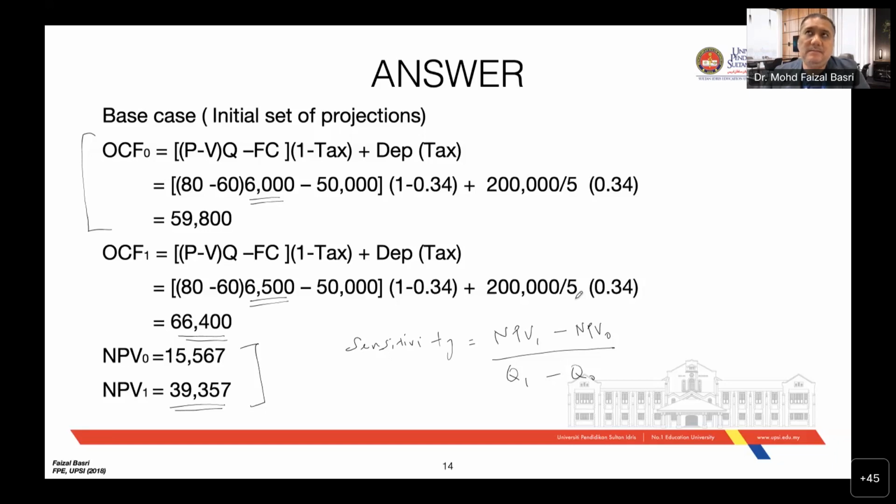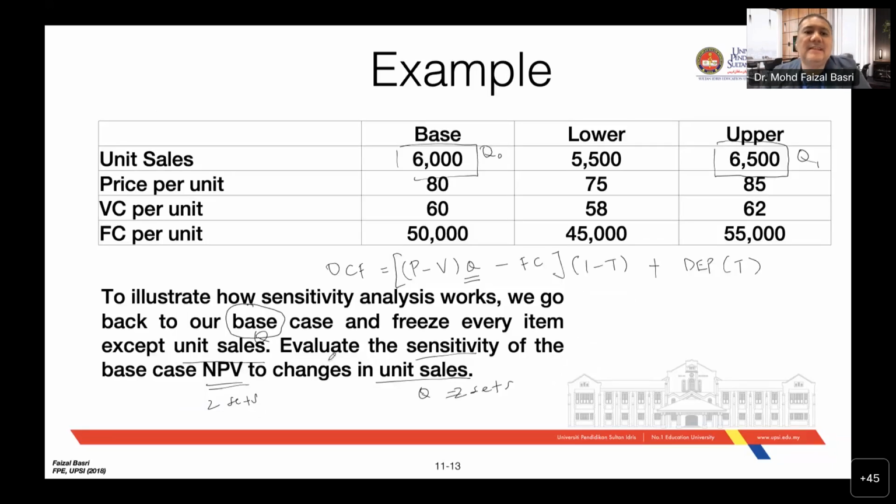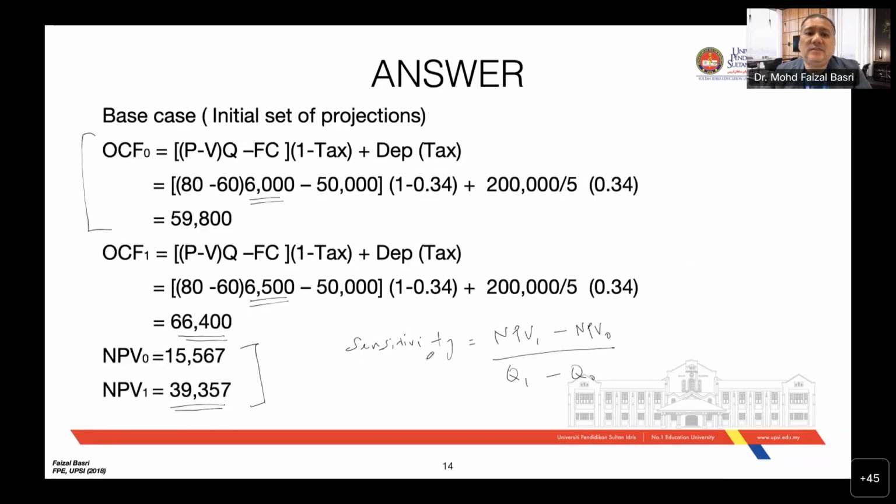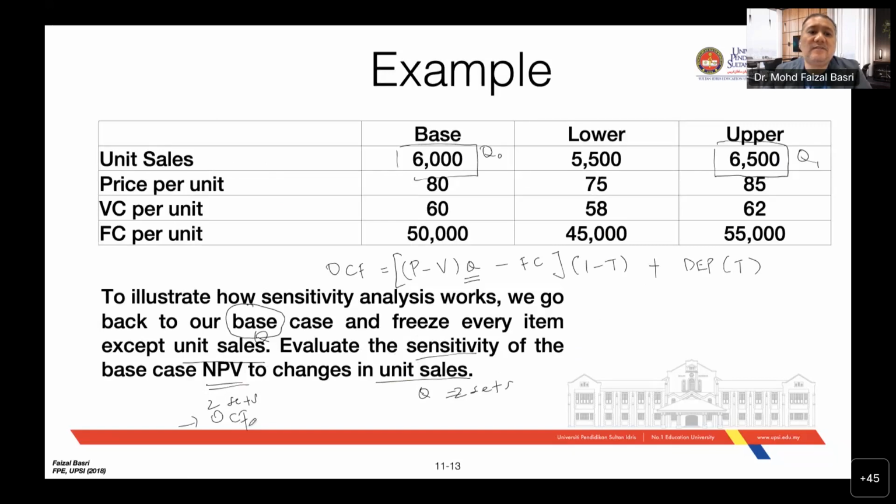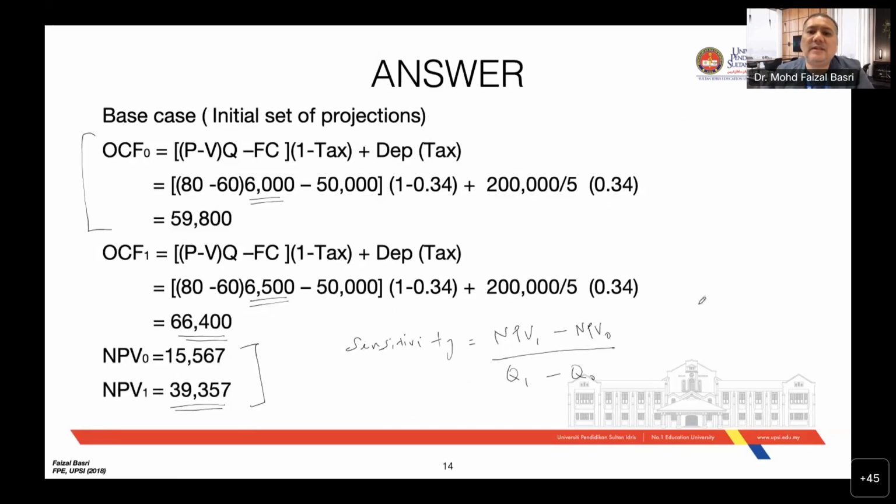Let's say the question asks us to evaluate the sensitivity of the base case OCF to changes in unit sales, for example. So unit sales is Q. What happens to our formula for sensitivity? If the question asks us to calculate the sensitivity of OCF, not NPV, to changes in unit sales, our formula would be OCF1 minus OCF0 divided by Q1 minus Q0.